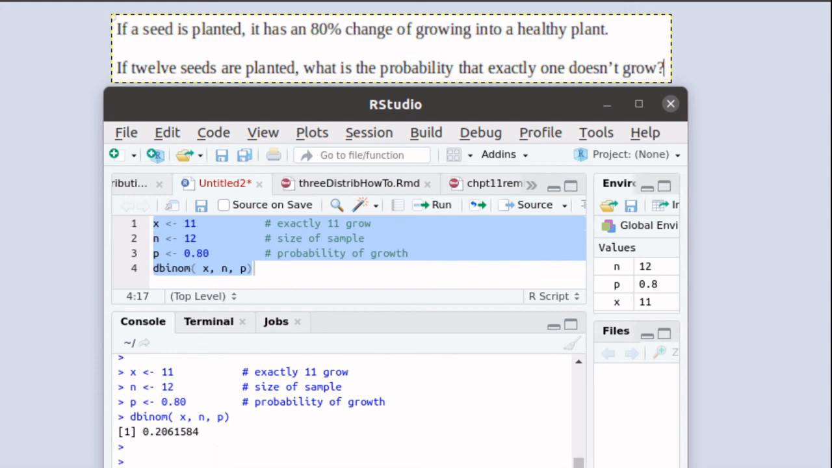Now, what was important in this particular problem? We needed to first recognize that it really was a binomial problem. We, of course, know the formula for calculating a binomial probability. But we also know that R has a command, dbinom, that calculates the binomial probability. Then there was another piece in this particular problem. They were asking for the probability that exactly one seed did not grow. What we could calculate is the probability that a certain number of seeds did grow. Exactly 11 seeds growing means that exactly one seed did not grow. Okay, easy peasy when you use R.